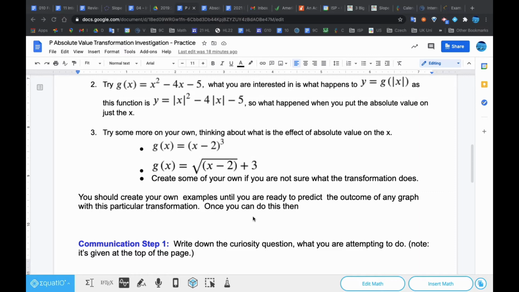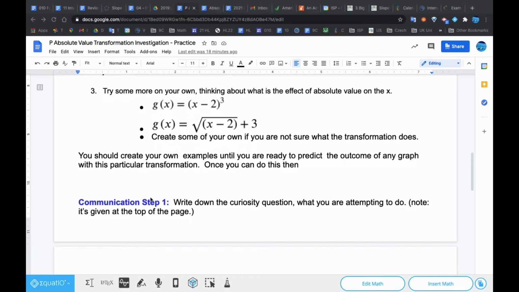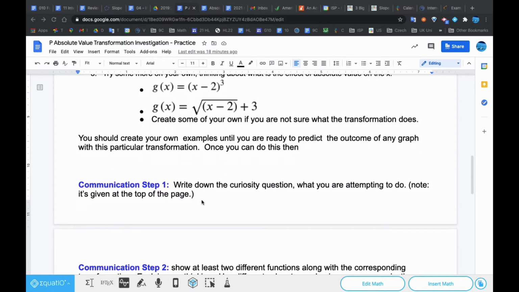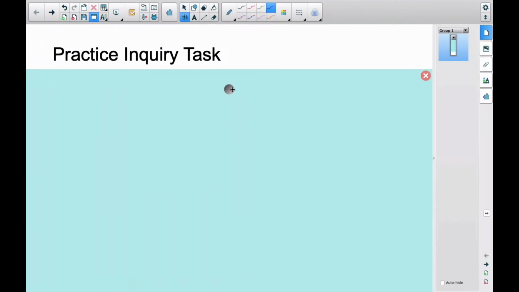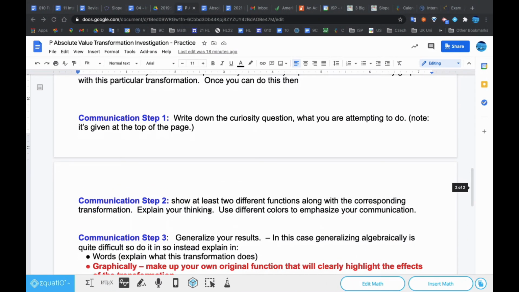The first thing in the communication step is to write down the curiosity question. Here's the write-up that I did, where I wrote down my curiosity question. I was lazy and just took a screenshot. You're going to have to actually write it out. The next step is to show at least 2 different functions along with the corresponding transformations. Explain your thinking.